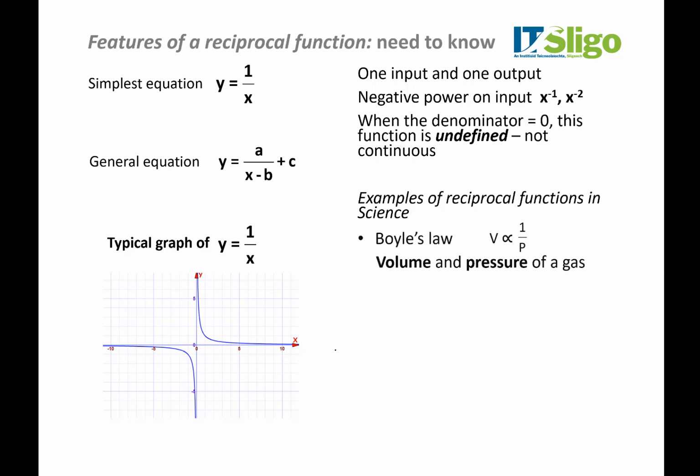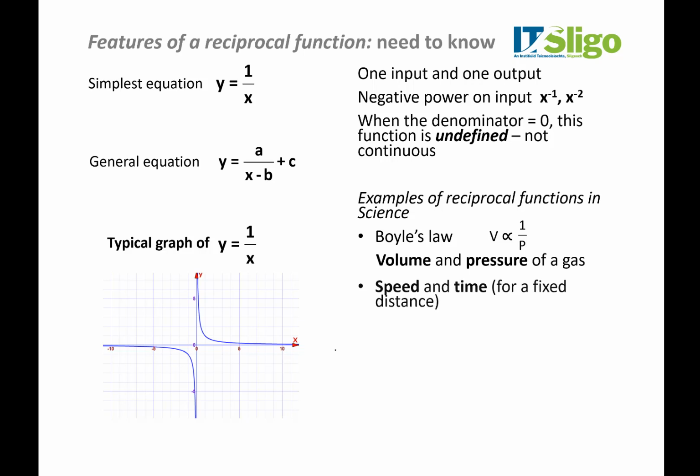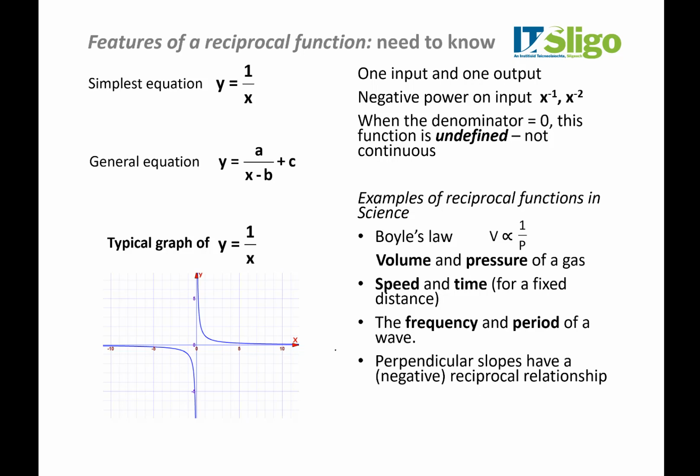So examples of reciprocal functions in science: Boyle's law. Pressure and volume of a gas have a reciprocal relationship. Speed and time have a reciprocal relationship for a fixed distance. Frequency and period of a wave is very important for engineers. Perpendicular slopes have a reciprocal relationship, except it's negative. And unit conversions depend on reciprocals. We saw this last year.